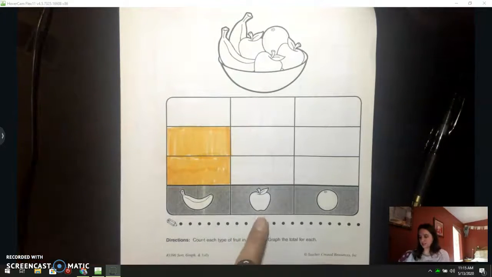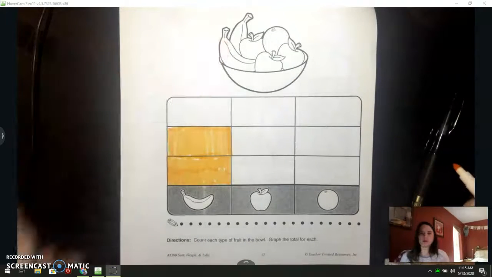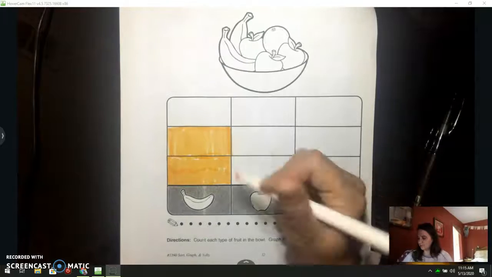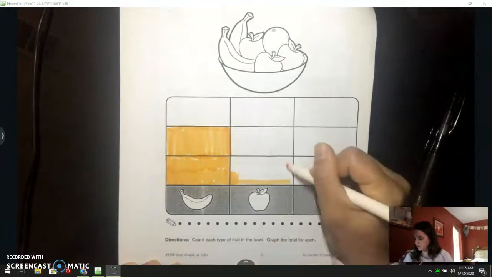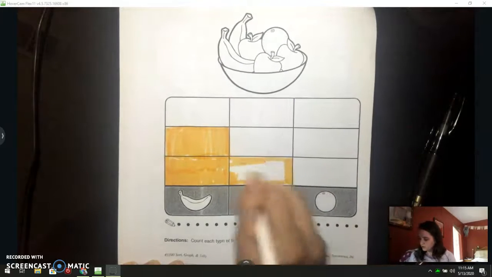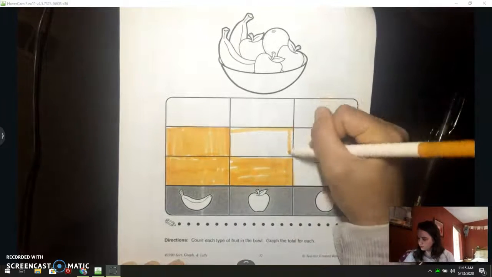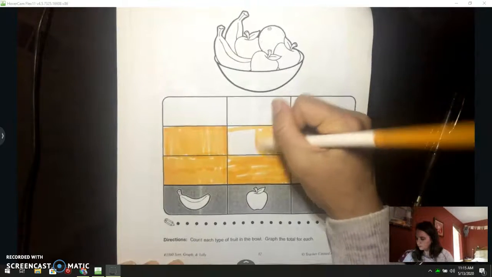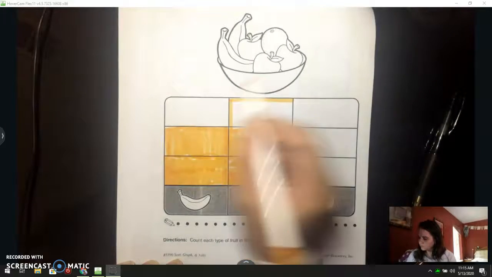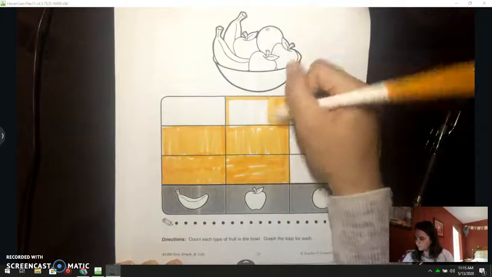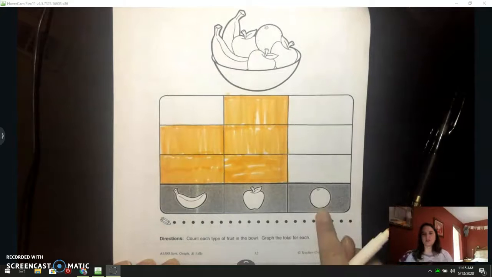Alright, our next fruit is an apple, una manzana. How many apples are in the fruit bowl? 3, trace. So I'm going to color 3 rectangles. I always start at the bottom, closest to where the picture or the words are. 1, 2, 3, 4.